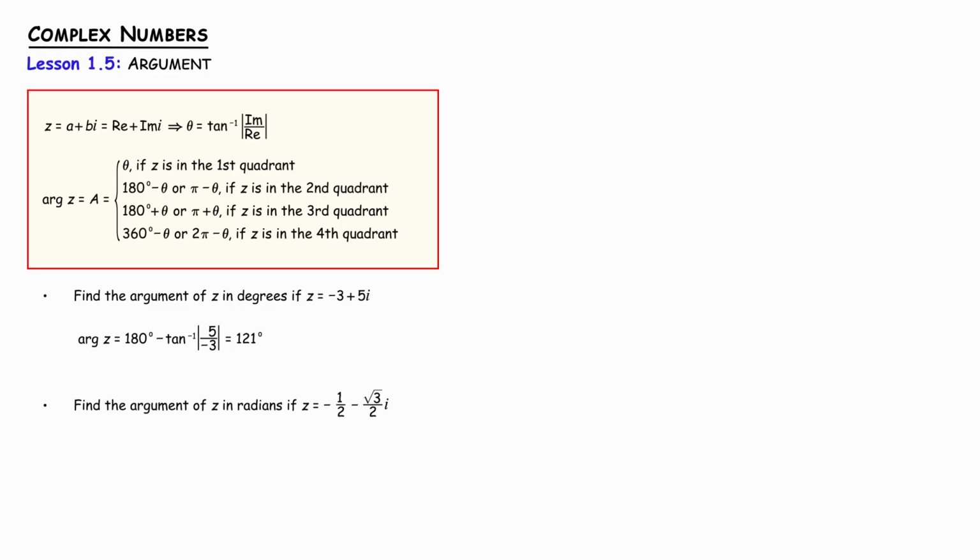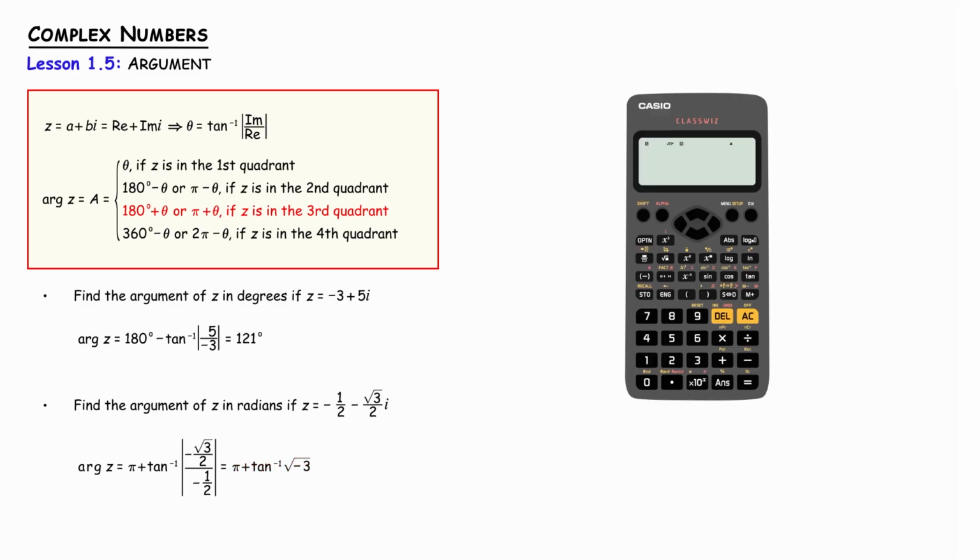Next, find the argument of z in radians, or rads, if z equals minus a half minus root 3 over 2 i. Z is in the third quadrant. The argument of z equals pi plus the inverse tan of the absolute value of minus root 3 on 2 over minus a half. Change the calculator to radians mode. The argument of z works out to be 4/3 pi radians.